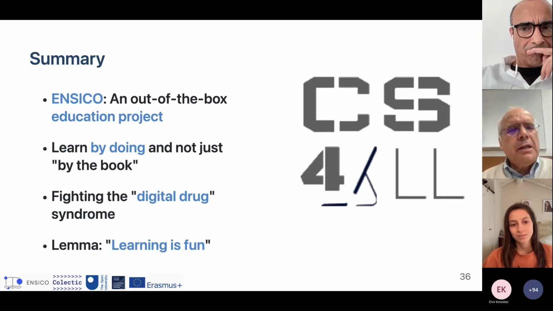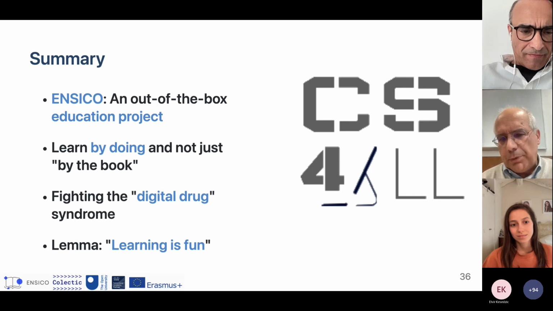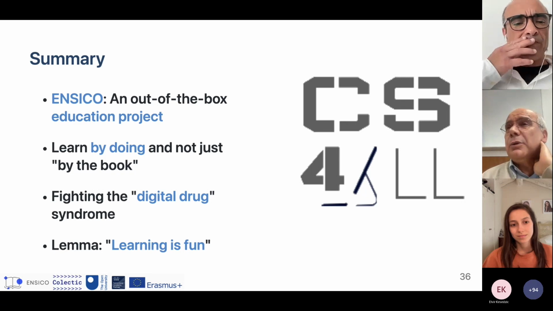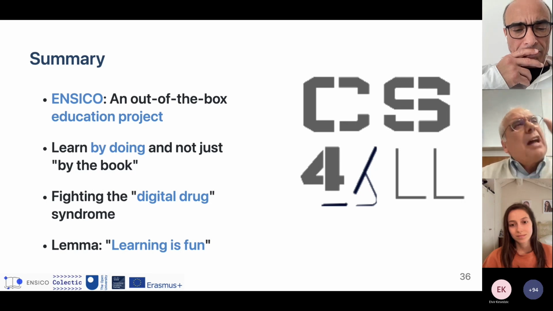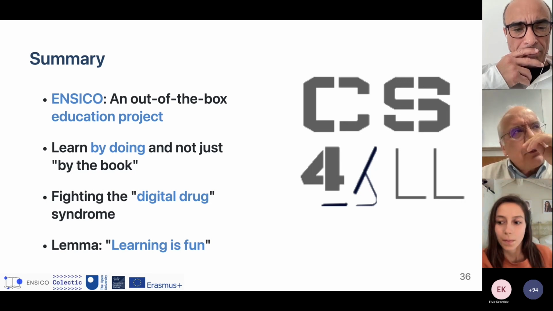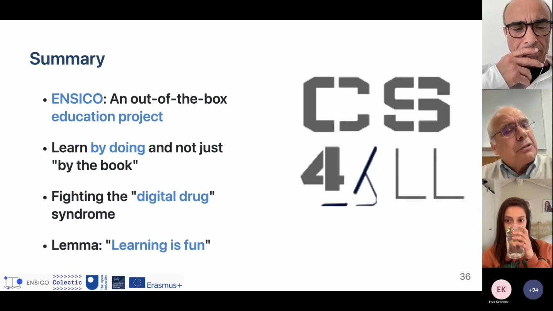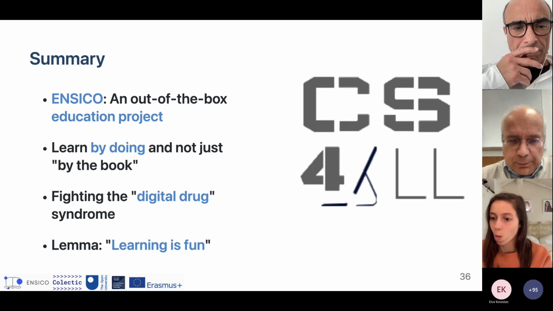So to summarize this first part, our project at NSICU is an out-of-the-box education project. It goes very much against much of what is being done in computing education in schools in many places, but this is the approach that we believe is productive. We are learning by doing and not just following others. We decided not to follow, not because the others are wrong, but because we want to test things that are not by the book. We want to fight the digital drug syndrome, which is a real problem.